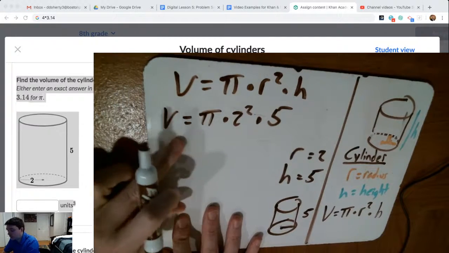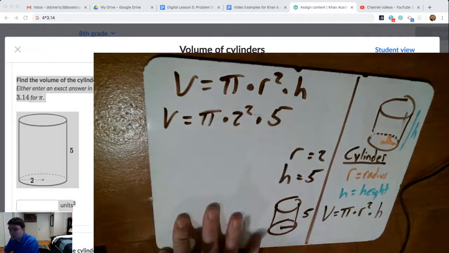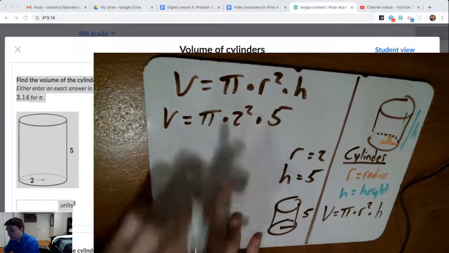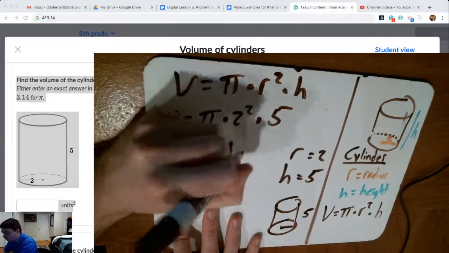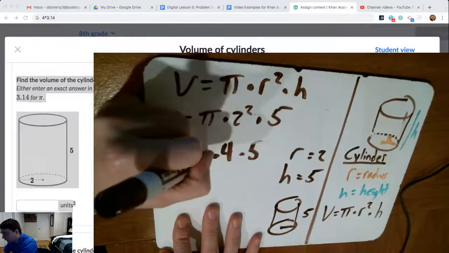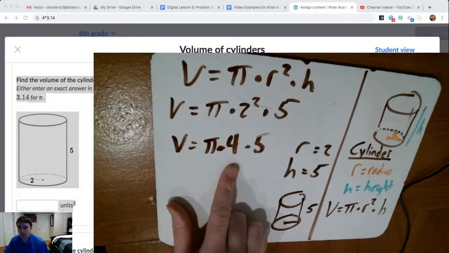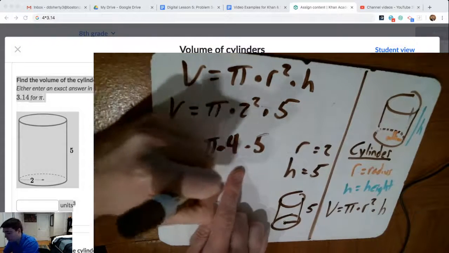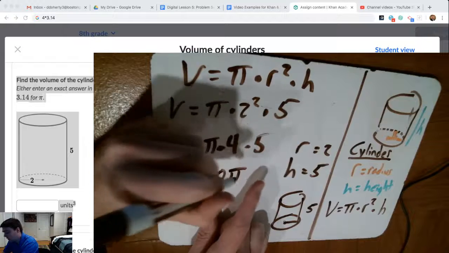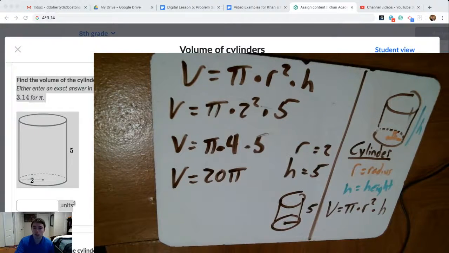Now the volume formula is built, so I could just multiply all these terms together. I'm going to first do 2 squared, which is 4, so this becomes pi times 4 times 5, which would give me the volume of that cylinder. 4 times 5 is 20, so I could say the volume of this cylinder is 20 pi.